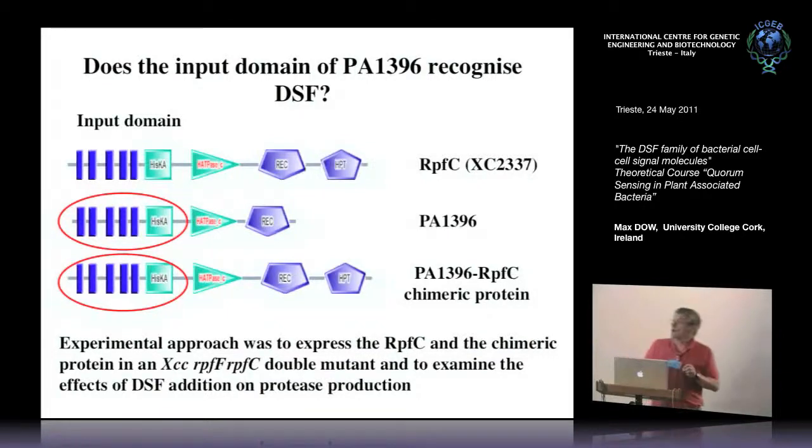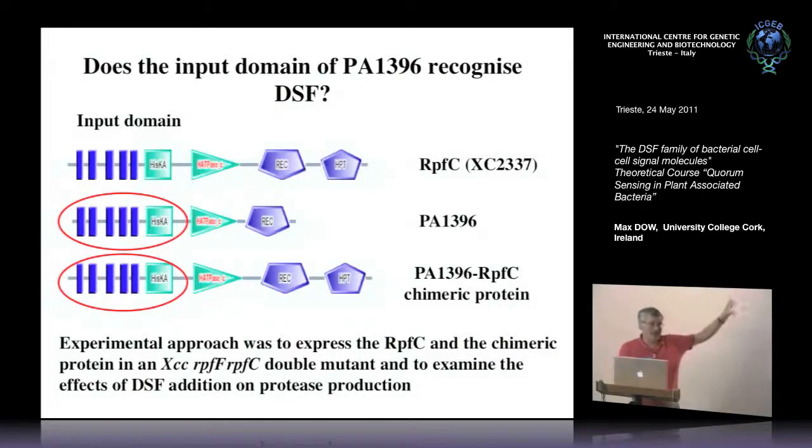Now, to try to prove that, what we did, and Steve alluded to this earlier on, was domain swapping experiments. This is RpfC, and this is PA1396. And what we've done is we've just taken this part of PA1396 and swapped it for the same part of RpfC to make this chimeric PA1396-RpfC protein. Now, what we're going to do is put that back in our favourite organism, Xanthomonas, in an rpfCF double mutant.